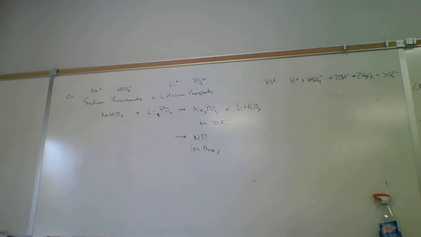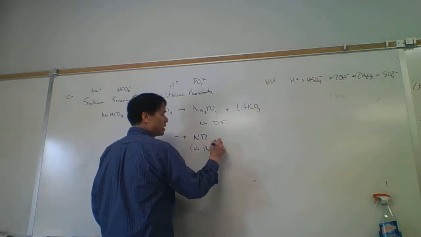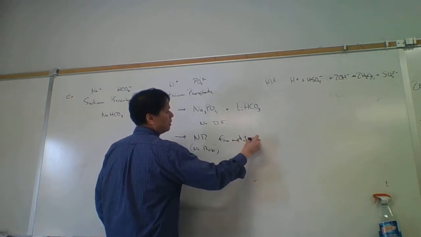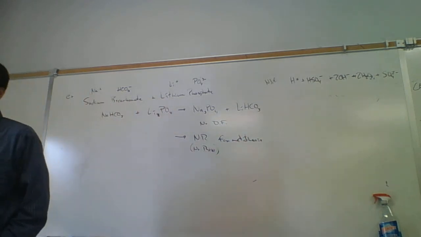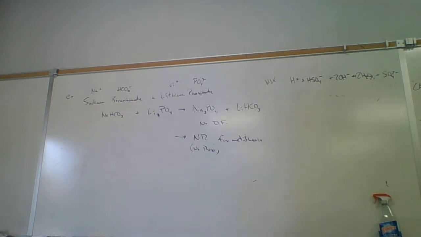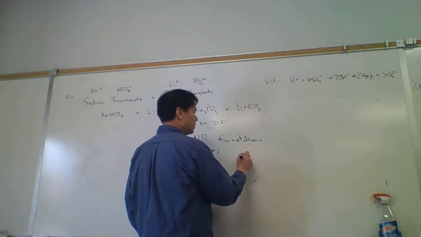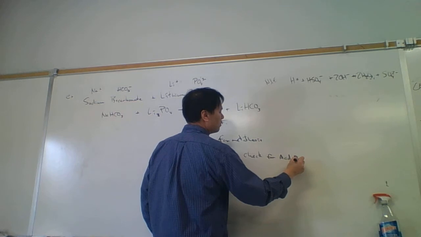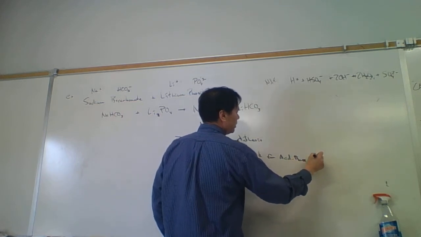But the problem with this is, are we considering all reaction types? No. How many reaction types are there? 3. There's metathesis, acid-base, and redox. So what I need to say here is that there's no reaction for metathesis. I need to check for acid-base, and I need to check for redox. So no reaction for metathesis, check, for acid-base and/or redox.